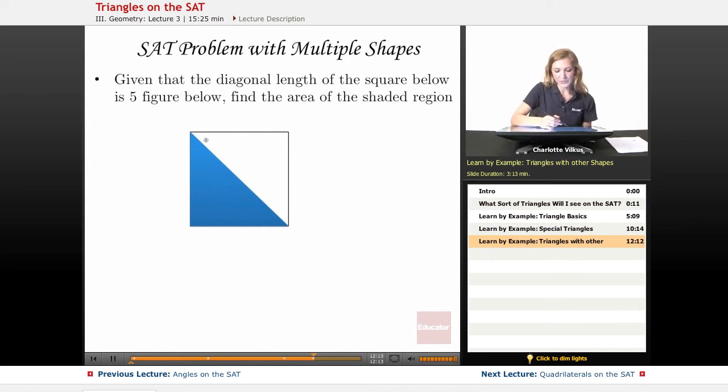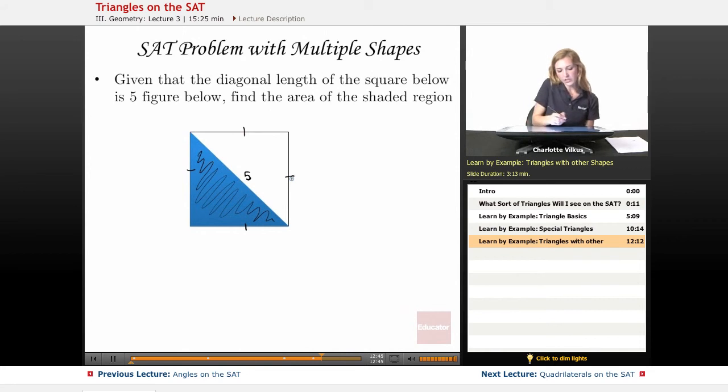Here we have two shapes, so basically a shaded and an unshaded portion, and we're given that the diagonal length of the square below is 5. So in this figure we have this one being 5, and we want to find the area of the shaded region. So given that this is a square, we know that all of these sides are the same length.